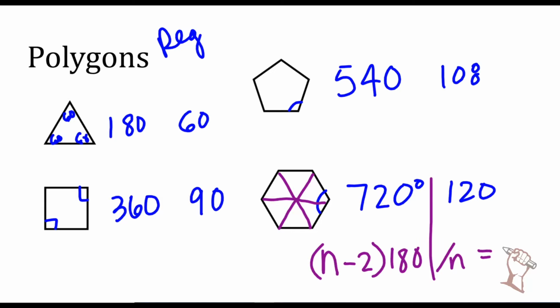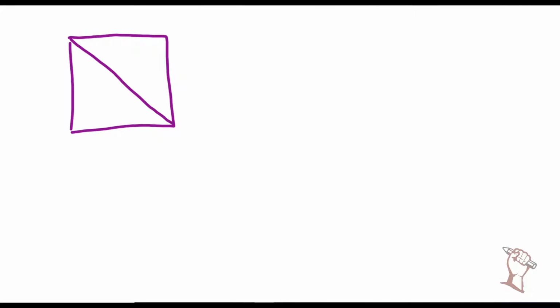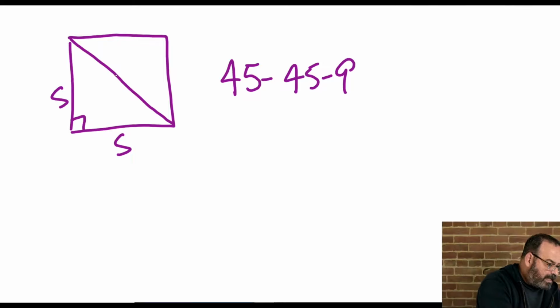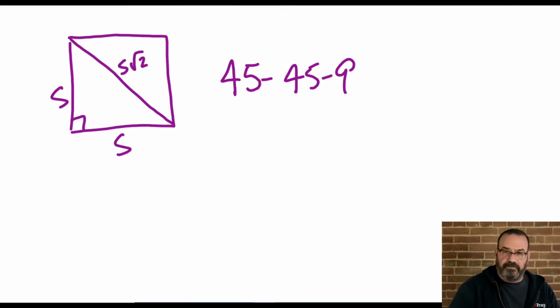Worth noting that I skipped on triangles is that a square split in half forms a 45, 45, 90 triangle. I skipped these, I'm coming back to it. 45, 45, 90. If the two sides are equal, the hypotenuse is side times the square root of 2.